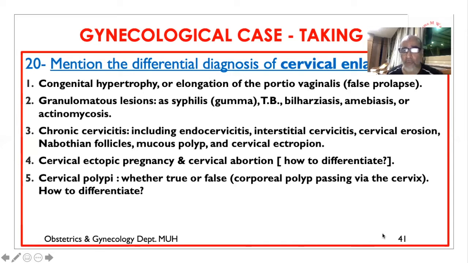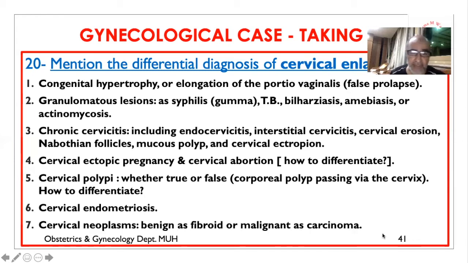Cervical polypi, whether true cervical or false corporeal polyps passing via the cervix. How to differentiate? By trying to rotate a uterine sound around the pedicle of this polyp through 360 degrees. If the circle is completed, the polyp originates from higher up than the cervix. It is uterine in origin. While if the sound cannot complete the circle, the origin of the polyp is in the cervix, and so this polyp is truly a cervical polyp.